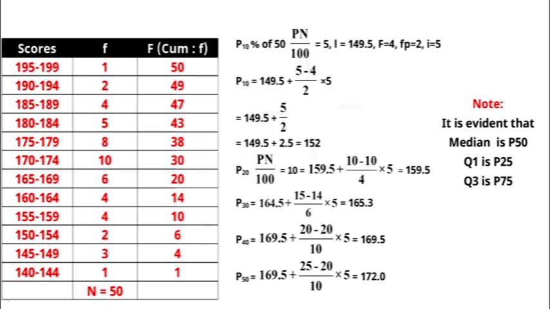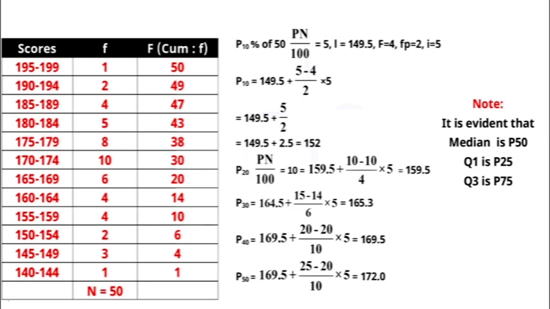What is P? You want to calculate P10, so 10 upon 100 into n, which is 50, this value comes to 5. Pn upon 100 into I, clear. So, this value is coming 5. Now, you will see the class interval in which the fifth value of cumulative frequency falls. It is coming in 4 to 6, the fifth value, so it is the class interval 150 to 154.